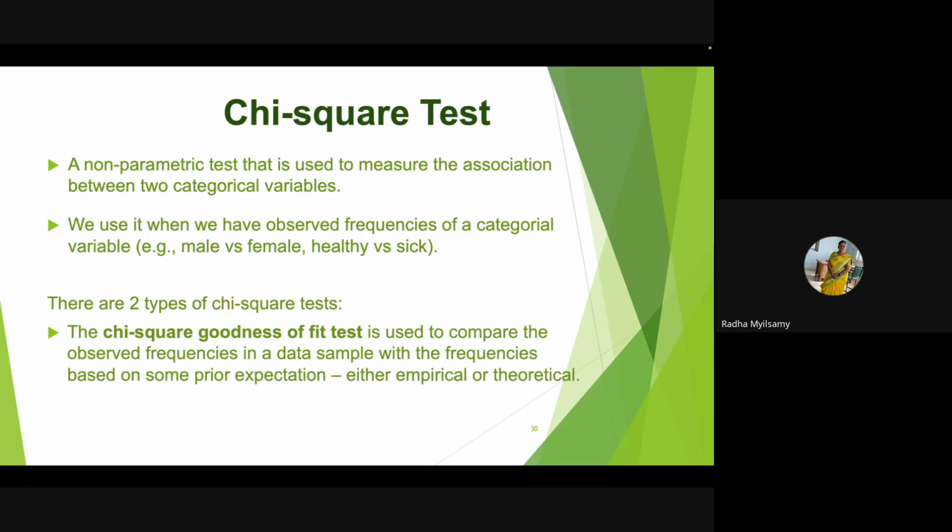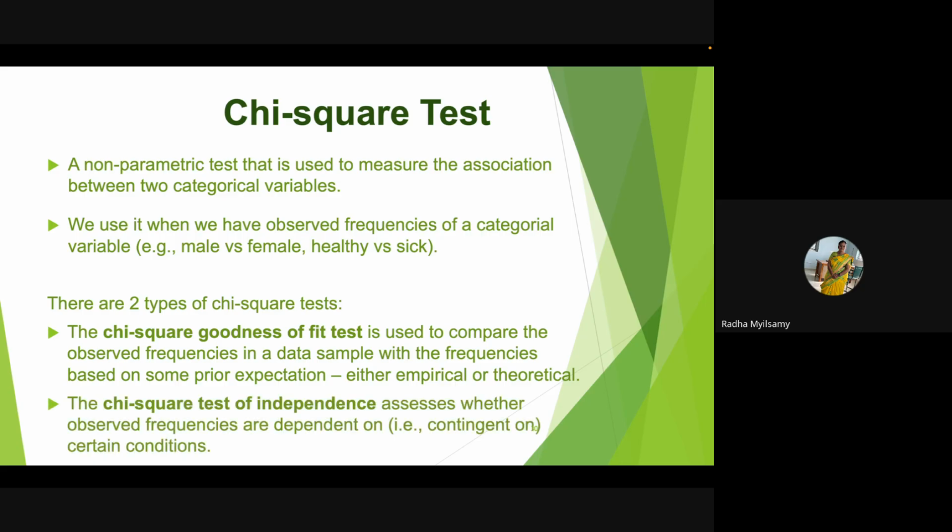There are two types of chi-square test available: the chi-square test for goodness of fit and the chi-square test for independence. The chi-square test for goodness of fit is used to compare the observed frequencies in a data sample with the frequencies based on some prior expectation. Simply, it is the difference between expected frequency and observed frequency. Expected values are decided based on prior expectations, and actual values are our observed values.